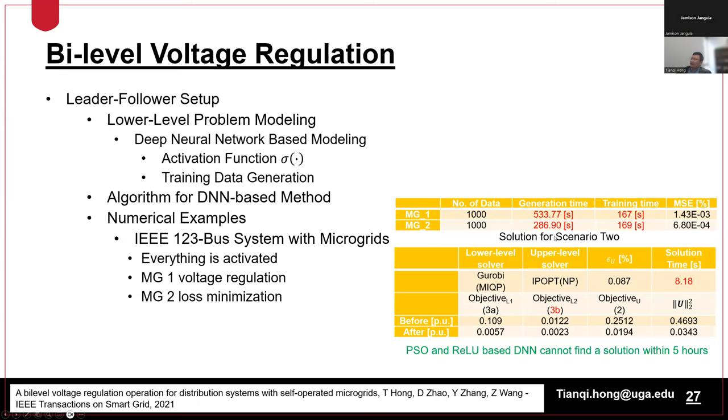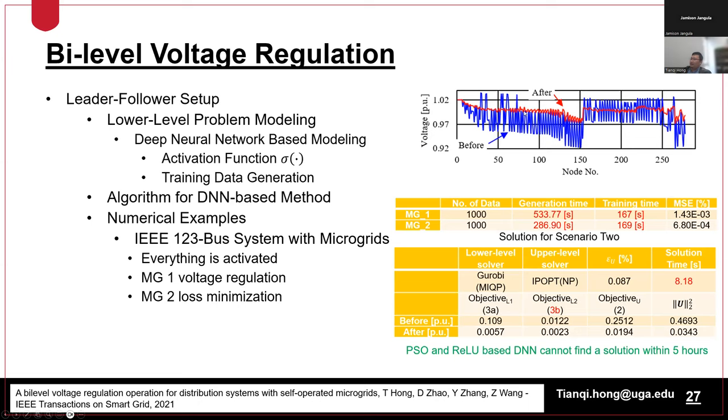We also try to solve the second scenario with different methods. However, the heuristic search and the ReLU-based deep neural network method cannot find a solution within 5 hours. In comparison, the hyperbolic tangent-based deep neural network method can find the solution in only around eight seconds. And if you look at the voltage deviation minimization results, they are quite good. So here is the voltage profile before and after we implement the bilevel voltage regulation solutions. We can see that the voltage profile after we implement the result becomes much better than before.